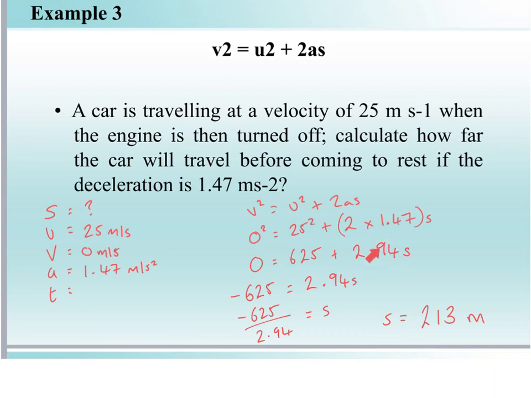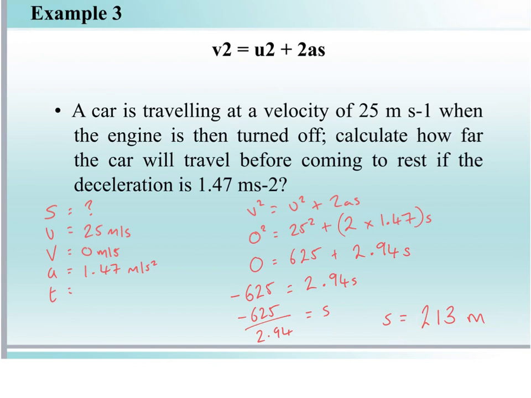Okay, s. I'm going to get rid of the 625 by minusing it. So by subtracting it each side. So I've got a minus 625 now. That disappears. I've just got 2.94 s. I need to get s on its own, so I need to divide both sides by 2.94. So minus 625 over 2.94 gives me 213 meters.